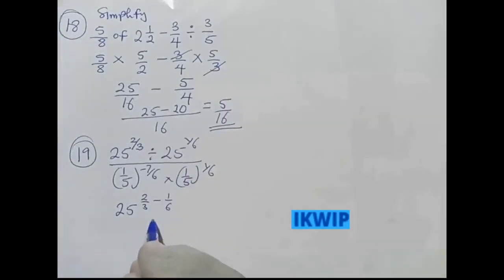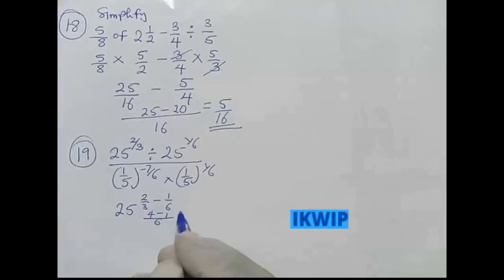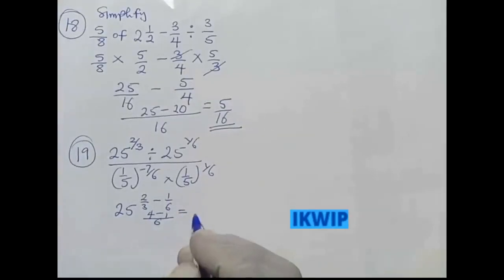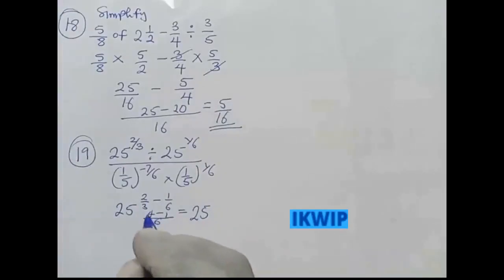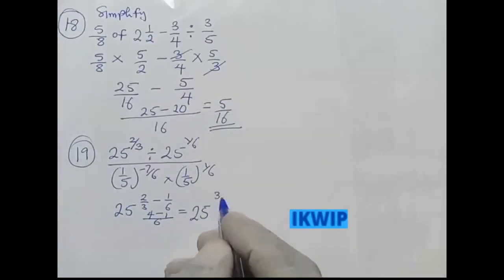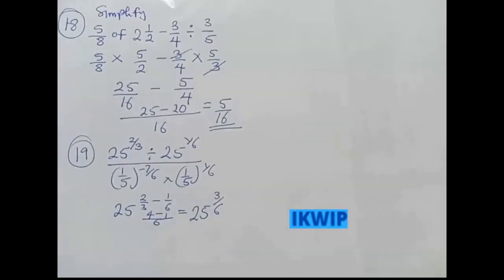The LCM of this is 6. Okay. 3 in 6, 2 times 2, 4 minus 6 in 6, 1 times 1, 1. This gives me 25 raised to the power of 4 minus 1 is 3 over 6.